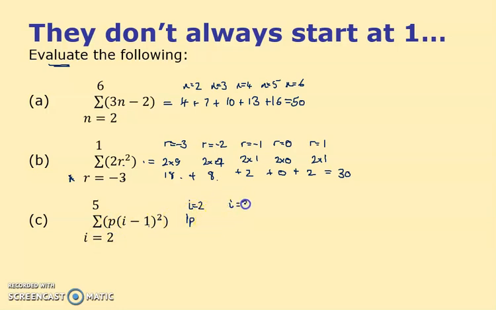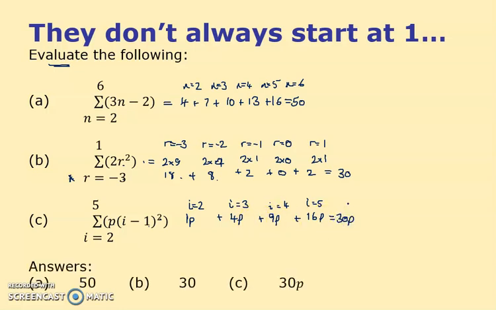I equals 3. 3 taken away 1 is 2. Square it is 4. 4p. I equals 4. 4 take away 1 is 3. That's 9p then. And you can see the next one's going to be 16p when i is 5. Check it if you're not sure. So that's 1p, 5p, 14p, I reckon 30p. No idea if they're right.